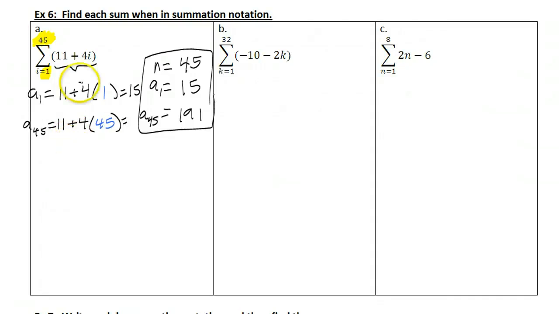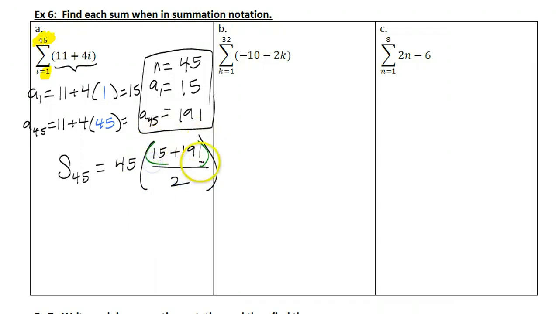All right, let's go on. So now I need to find my sum. I'm going to plug in n. I'm plugging in a1 and I'm plugging in a45. And then I am using my calculator, and I get a sum of the first 45 terms is 4,635.